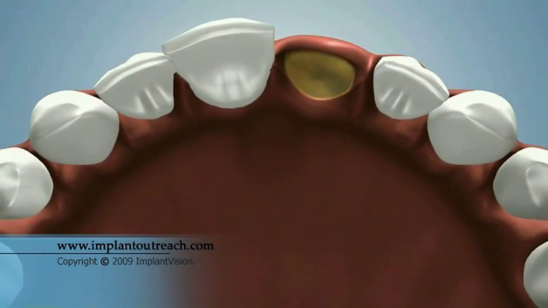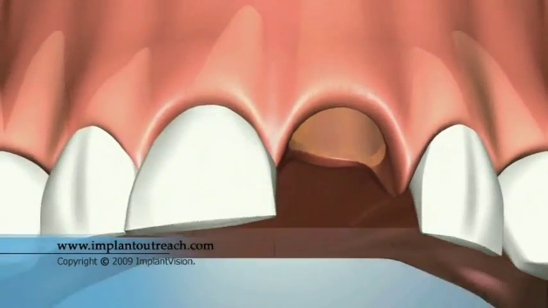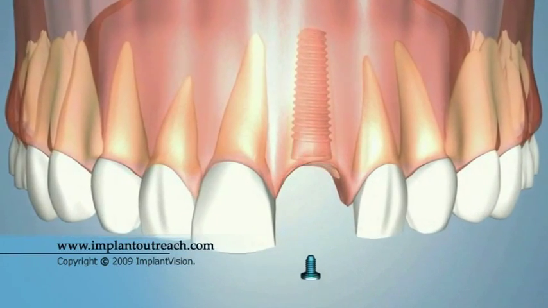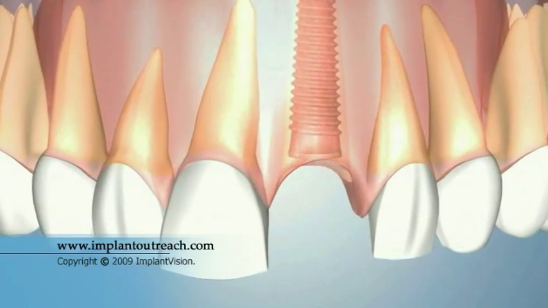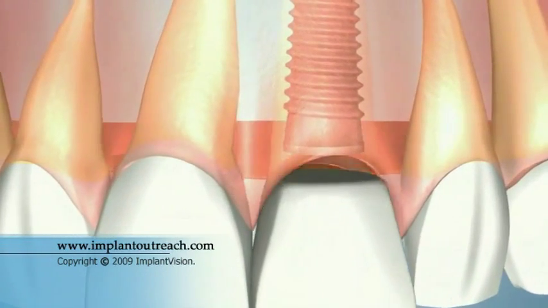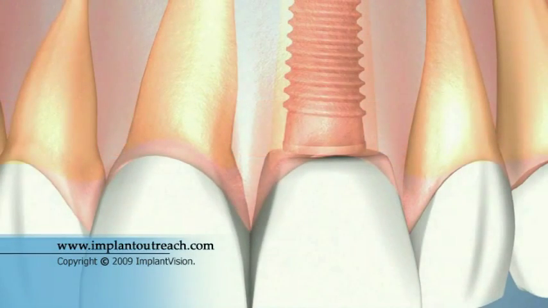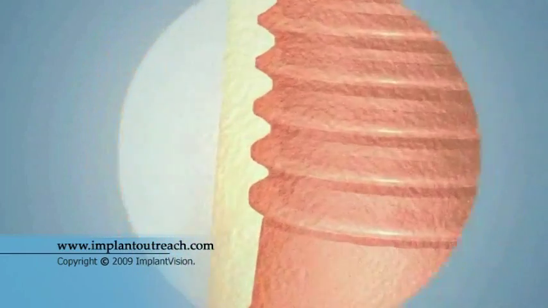The first phase of implant treatment involves creating an opening in the jawbone in preparation for the implant. The implant is then placed, followed by a healing cover. Depending on the implant system, the gums may be sutured and a temporary denture placed. The site immediately begins to heal.